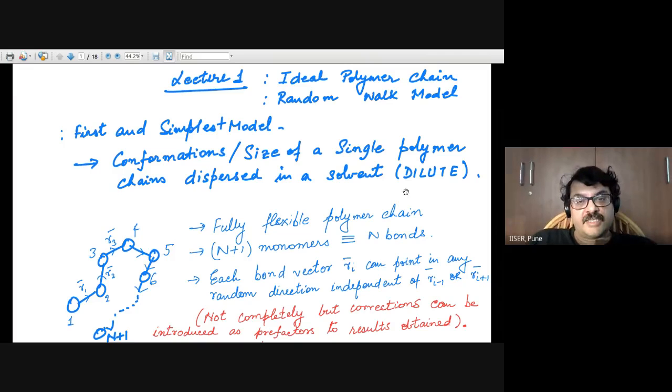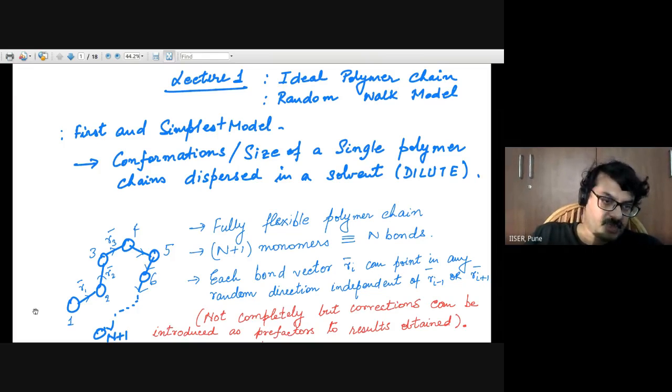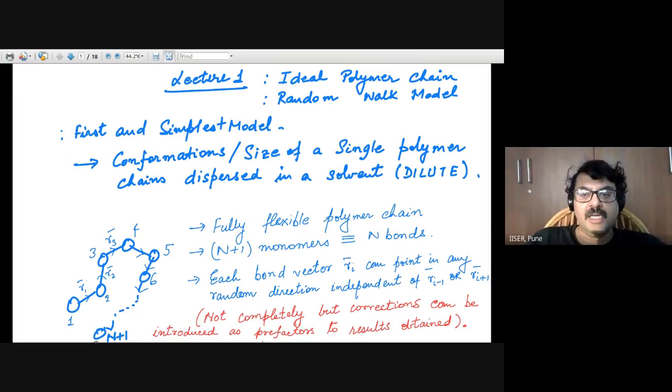Okay. The other assumption is that it's a fully flexible polymer chain. So here is a schematic of the so-called ideal polymer chain. This is one monomer. And this is the second monomer. This is bond vector r1. And this is the second bond r2 connecting monomers 2 and 3. And similarly, you have r3, r4, r5 and r6, right? Up to n plus 1 monomers, such that you have n bonds.